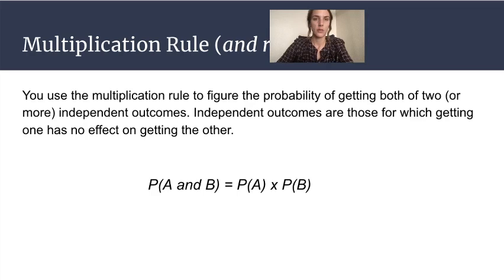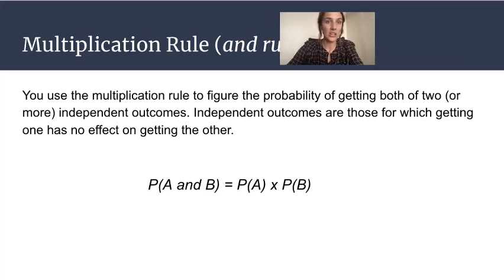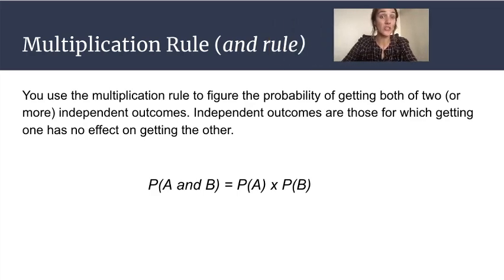Okay, so we have a few more considerations here. Probability is not always quite so cut and dry. Sometimes we have multiple options that we're interested in, one thing and another. So here we have what we call the multiplication rule or the AND rule. Use multiplication to figure the probability of getting both of 2 or more independent outcomes. Independent outcomes have no effect on getting the other.